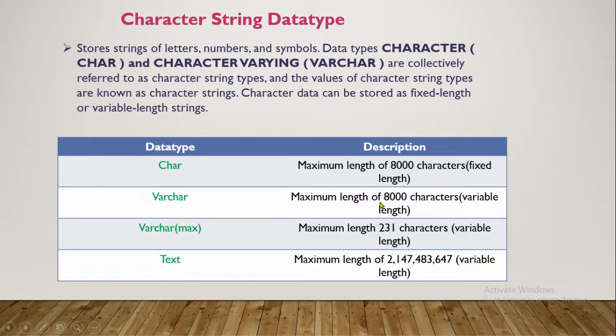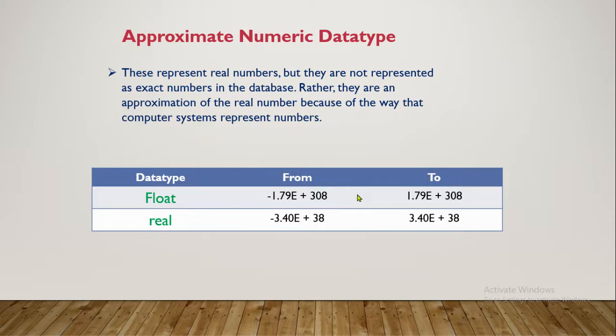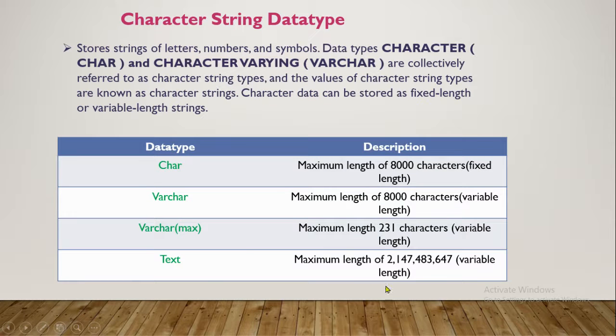Varchar, maximum length of 8,000 characters. It is variable length. If you want to store only 20 characters, then we have to use size only 20. Like that it is fixed versus variable. Then there is text, where the maximum length is this one. You can store in between, right?